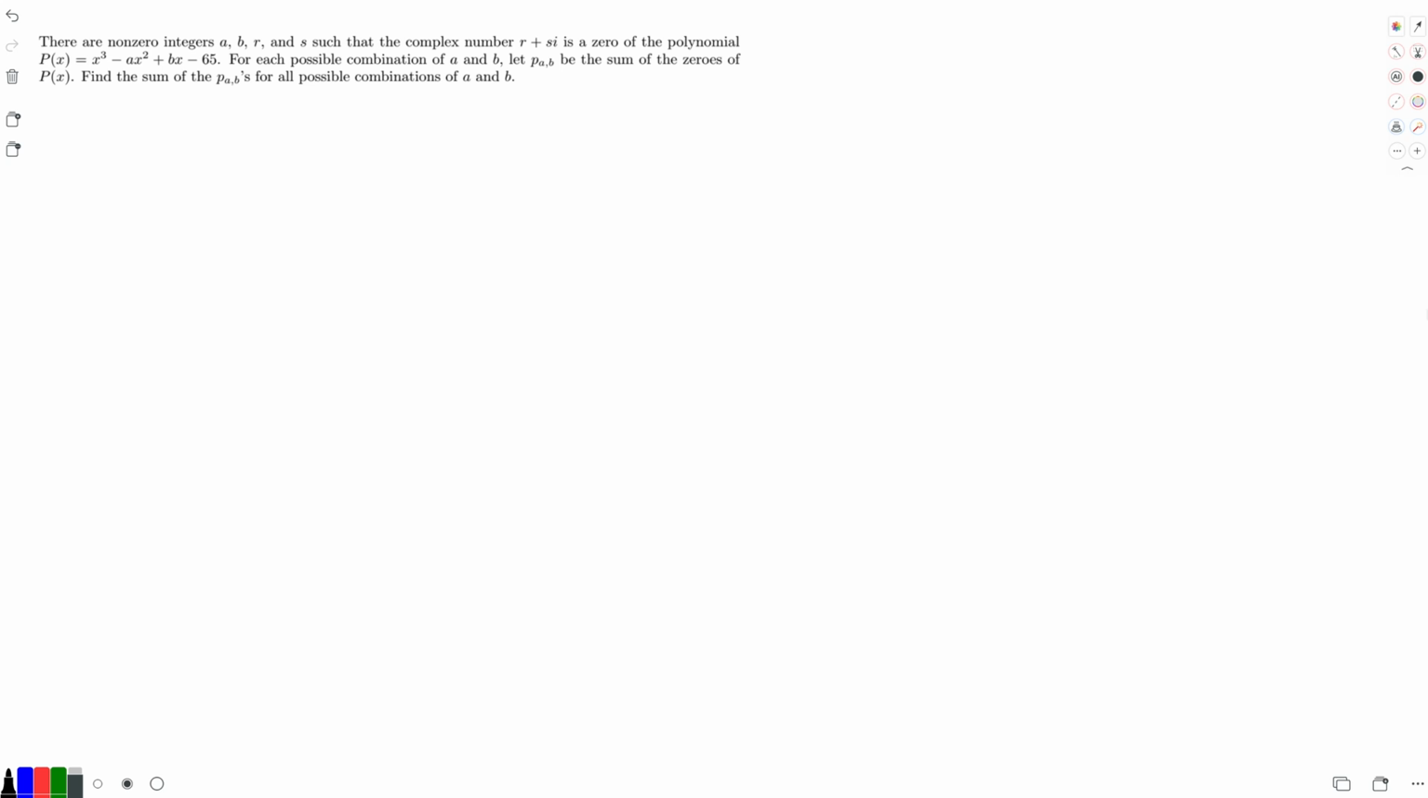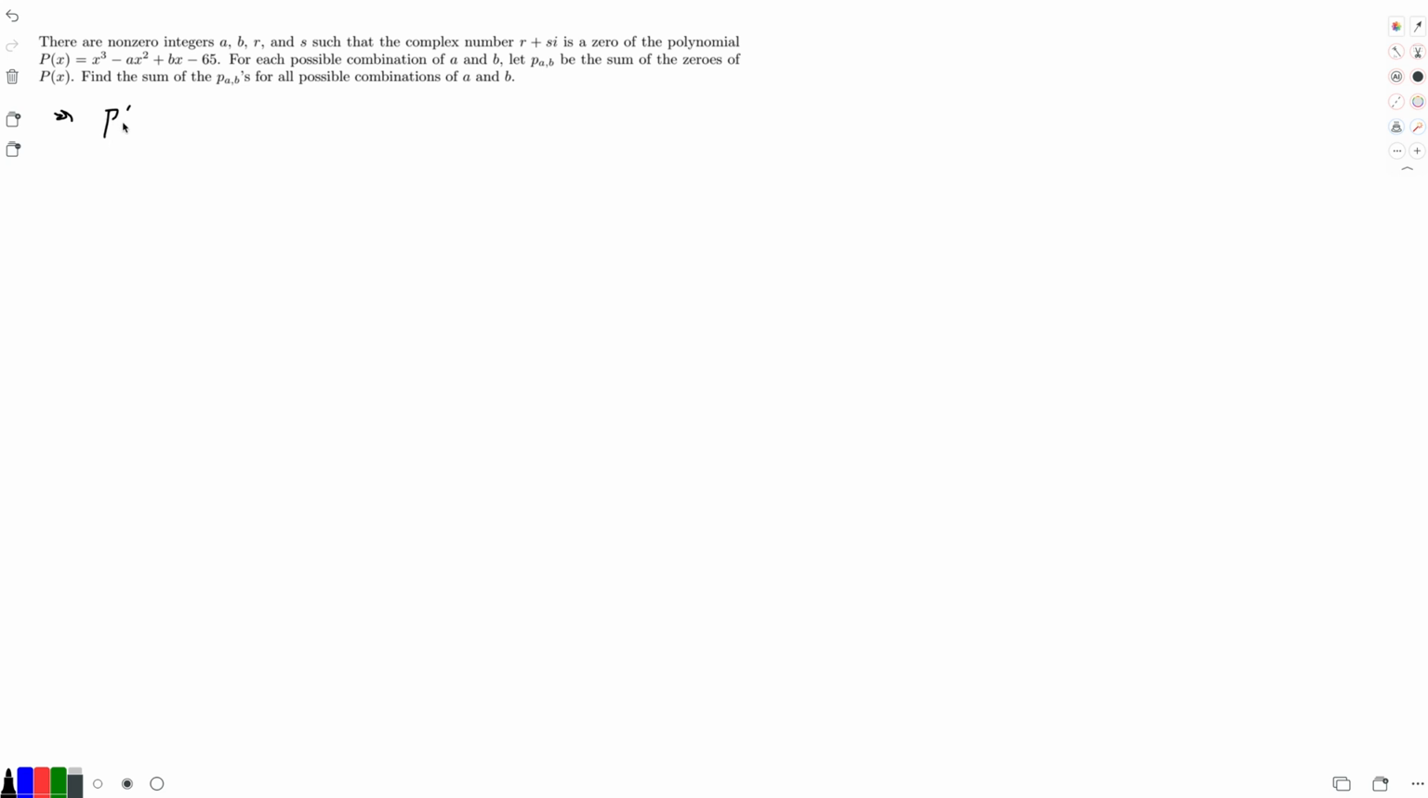Math over here, and this is the 2013 AIME 1 Problem 10. Here's a view of this problem. There are non-zero integers a, b, r, and s such that the complex number r plus si is a root of the polynomial shown. For each possible combination of a and b, let p(a,b) be the sum of the zeros of p(x). Find the sum of the p(a,b)'s for all combinations of a and b.